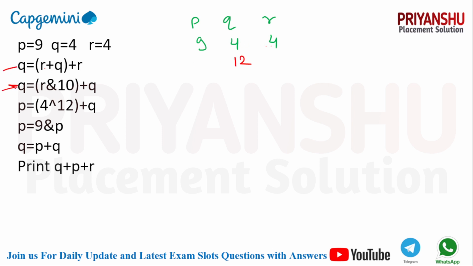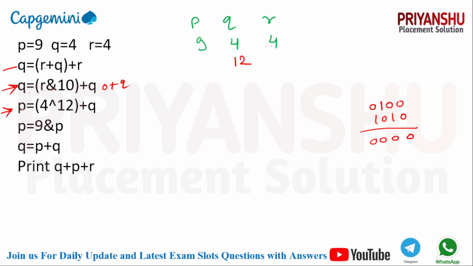Then for this statement, q equal to r and with 10. r is 4. r is 4 and with 10. 10 is 1 0 1 0, and with 4 gives 0 0 0 0. So it will give you 0. q equals 0 plus q. 0 plus q means q. So the value of q is still 12.